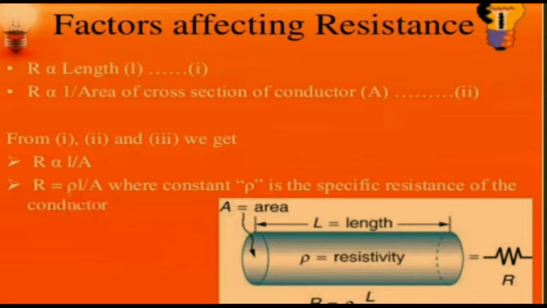So rho is the specific resistance of the conductor. This is the area. When we increase the area, the resistance decreases. When we increase the length, the resistance also increases. That's why R is equal to rho L by A. So two factors affect resistance.